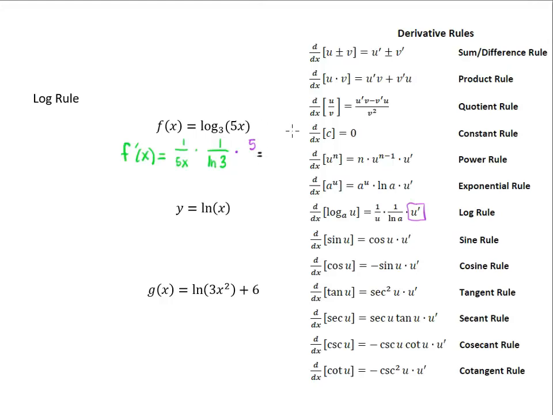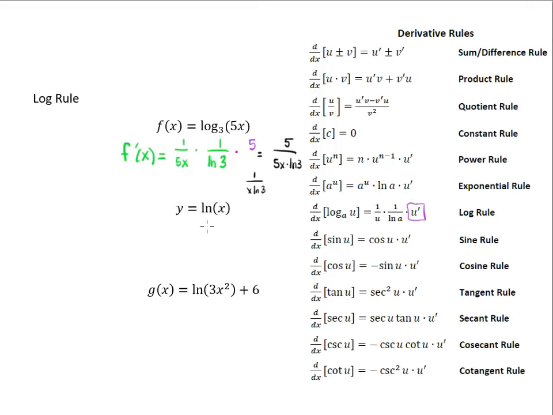5 times 1 is 5. And on the bottom we have 5x times the natural log of 3. We can't combine anything on the bottom because that 3 is part of the argument of the natural log, so we can't multiply it by anything. But notice our 5's do cancel out. So really the answer to this one is 1 over x natural log of 3. So that's the answer to that one.